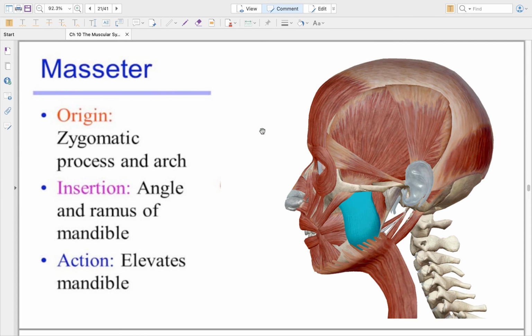The masseter muscle, it's this nice thick jaw muscle. The origin is at the zygomatic process and arch right there, and it inserts down here into the mandible. Its function is to elevate the mandible, which means it'll lift it upwards. This is a big, thick, strong muscle in your jaw.